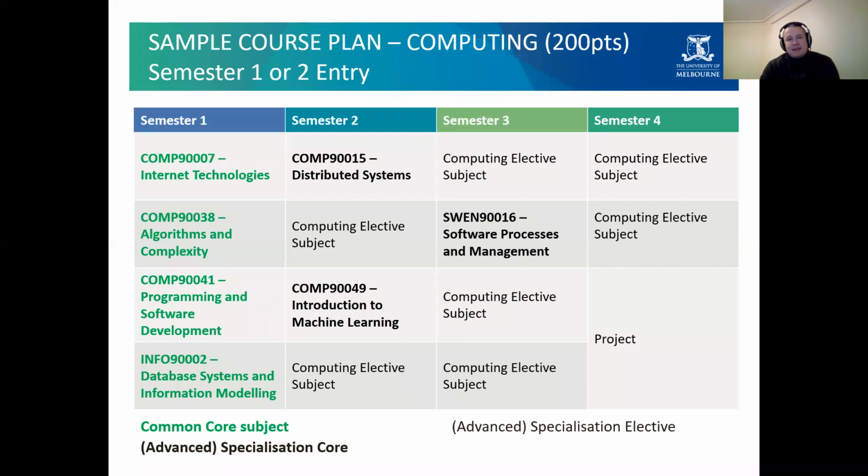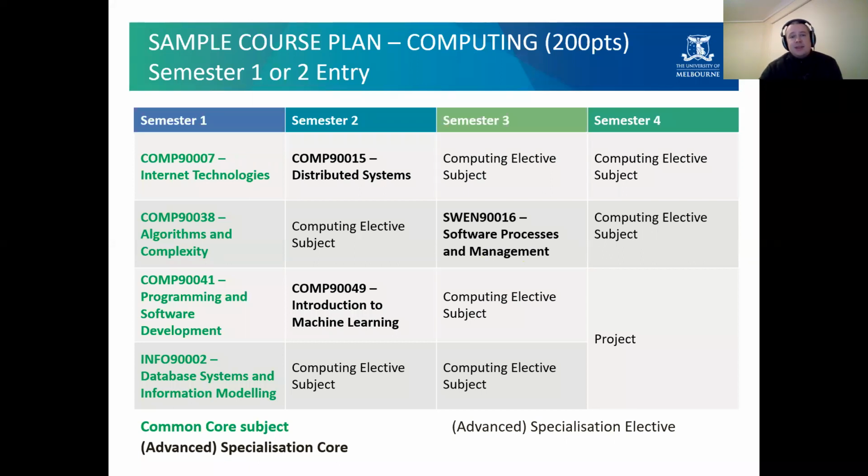In the second semester, if you are a student of the computing specialization, we recommend that you take two specialization subjects. These are Intro to Machine Learning and Distributed Systems. In the third semester, we suggest taking the Software Processes and Management subject. For the rest of the subjects in the study plan, you can choose from a broad range of elective subjects that are offered within the computing specialization.